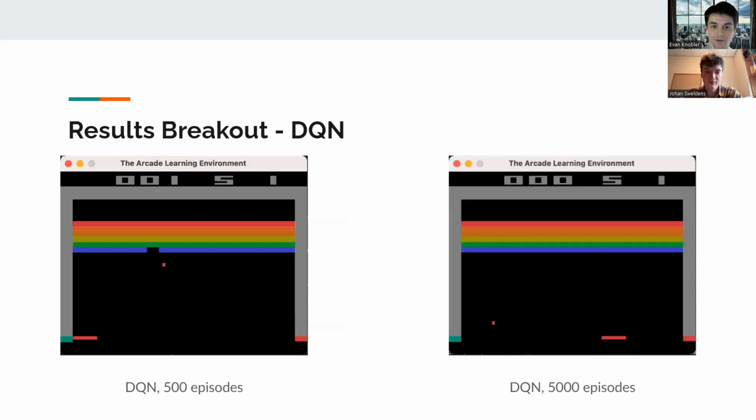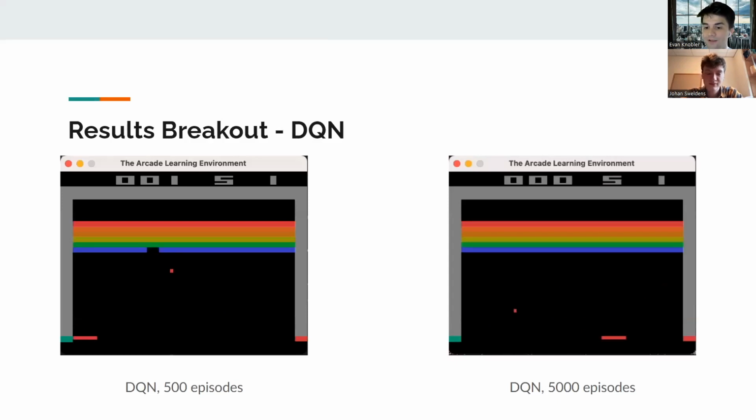And then you can see this here. On the left side, you can see the result of training the DQN for 500 episodes. You can see that it starts to play, it launches the ball, and then it moves to the left, but it is unable to score any more points as it finds a local maximum at this point.